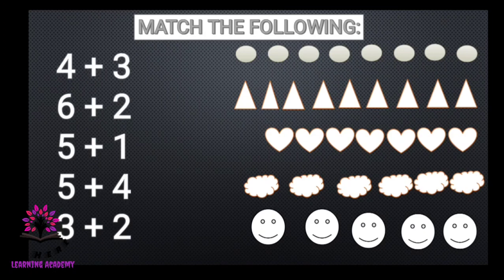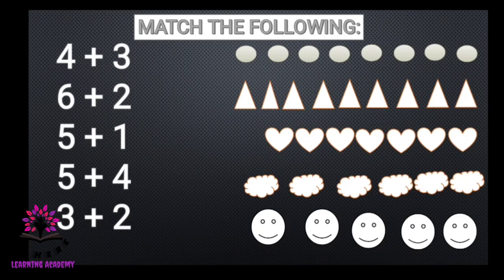Match the following. Okay, let us do this one. First one, 4 plus 3. How much? 4 in the mind, 3 in your hands. After 4, 5, 6, 7, 8. Correct? No, it is wrong. What's the answer? 4 in your mind, 3 in your hands. After 4, 5, 6, 7. Answer is 7. So where is 7 here? Whether circles, triangles, hearts, clouds or faces, where is 7? Yes, you're right, children. There are 7 hearts.